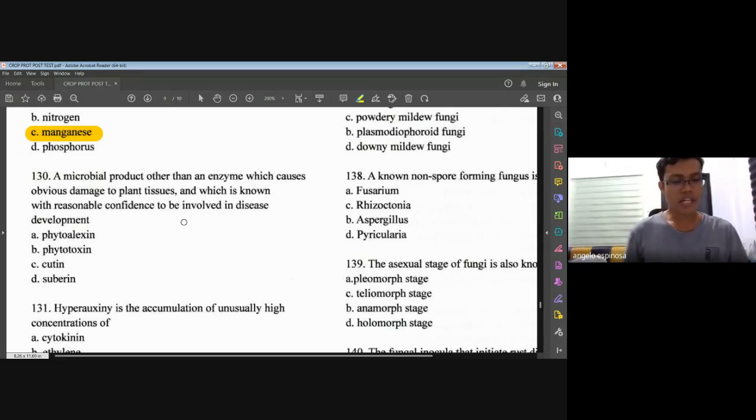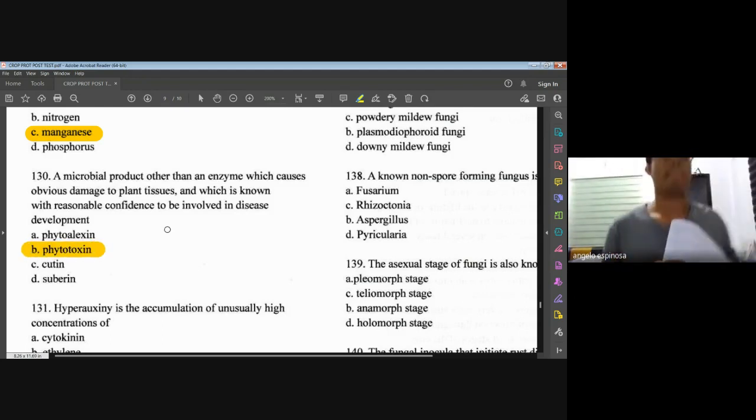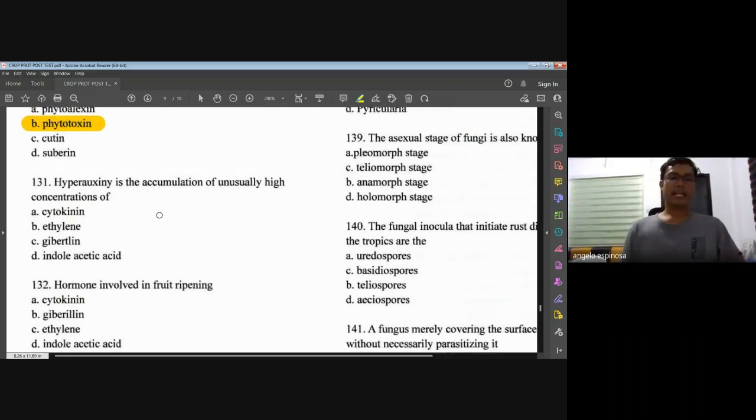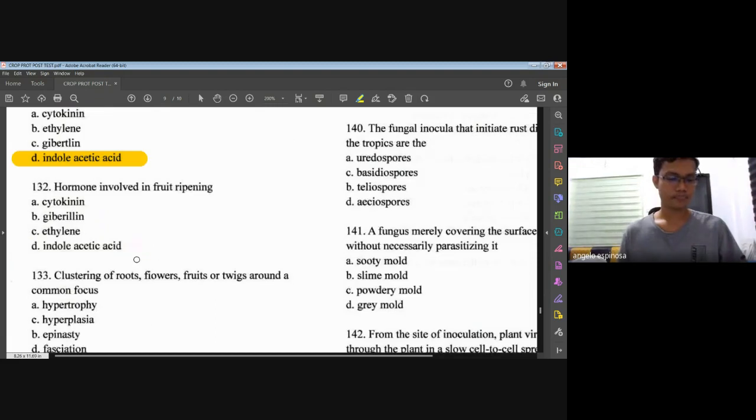130, a microbial product other than an enzyme which causes obvious damage to plant tissues and which is known with reasonable confidence to be involved in the disease development. Okay? The correct answer is phytotoxin. 131, hyperauxinemia is the accumulation of unusually high concentration of, correct answer is, indole acetic acid. Okay. 132, hormone involved in fruit ripening, ethylene.